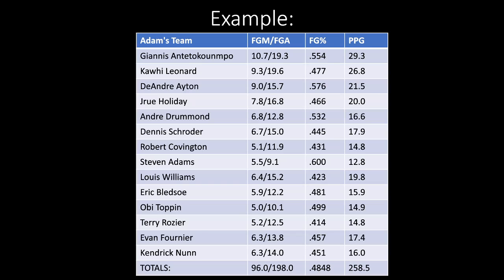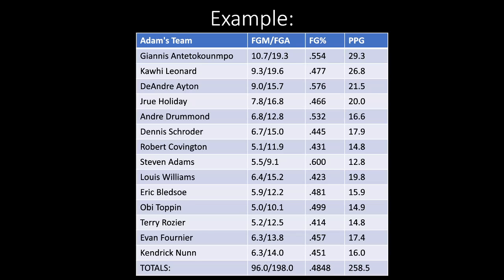So what you have to do is you have to take the field goal makes, add up all those numbers, and as you can see, this team has 96 even field goals made, which it doesn't have to be even. It could be 0.1, 0.2, and so on and so forth.